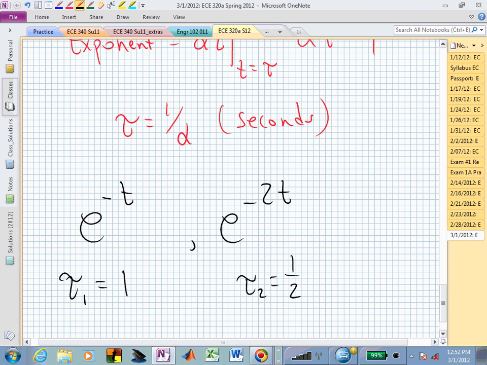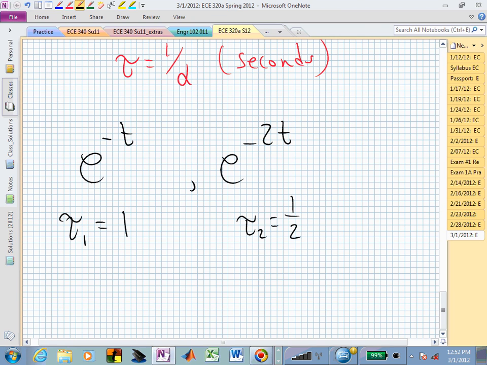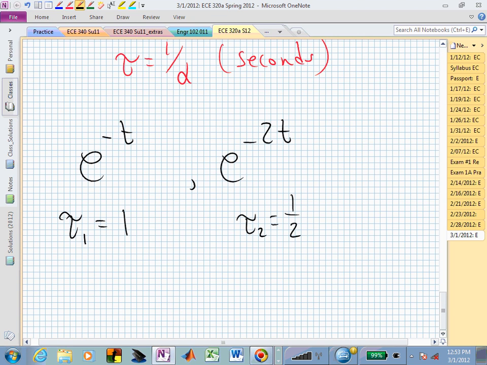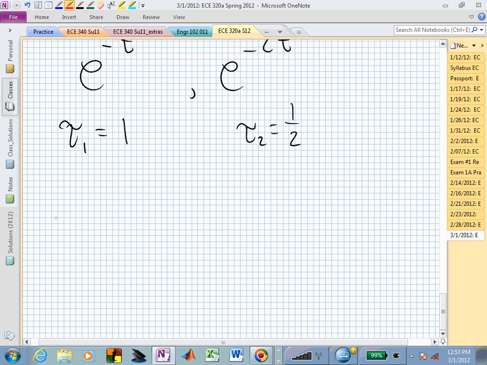So now we have a time constant of 1 second and a time constant of 1/2 second. So that pole at -2 is twice as fast as the pole at -1. And how many time constants do we need to wait before we say practically that it's gone? 5. Is that what you learned in 220? So if you wait for 5 time constants, that's like saying you're at e to the -5.